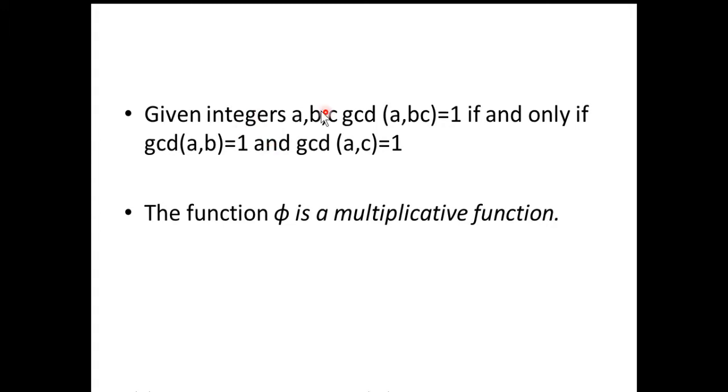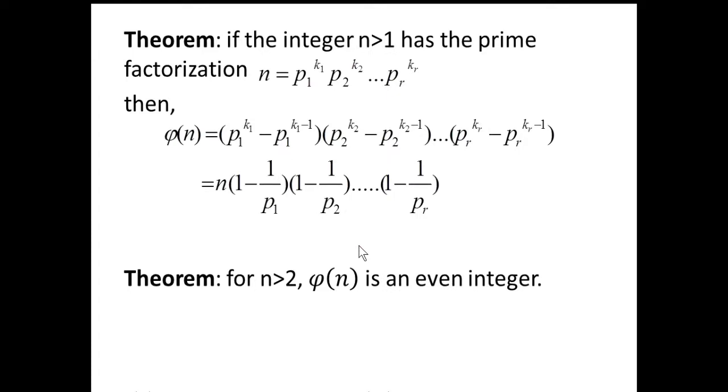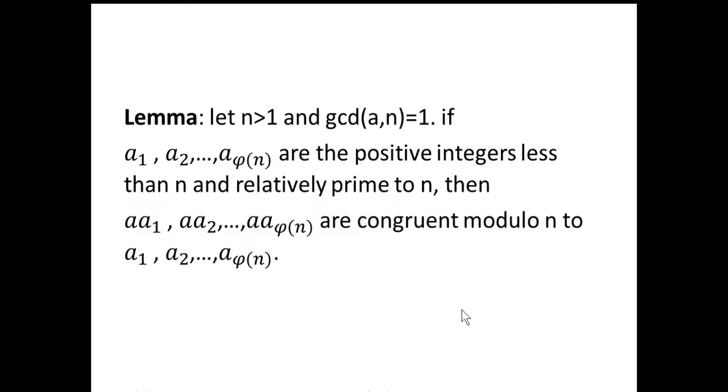So these are two more results. Here we are saying that given integers a, b, c, where b and c are relatively prime, then phi(bc) = phi(b)phi(c) is true if and only if b and c are relatively prime. The function phi is also a multiplicative function. So this is the result that we were talking about. If n is in this canonical form, then you have this, because if you take p1 to the power k1 common from here, and p2 to the power k2 from here, and so on, then that thing collectively will become n. So this is phi n, and for n greater than 2, phi n is an even integer.